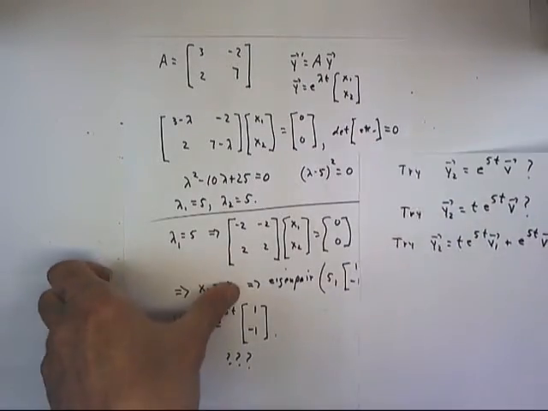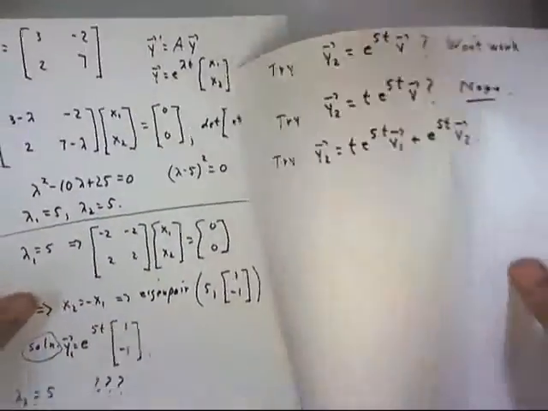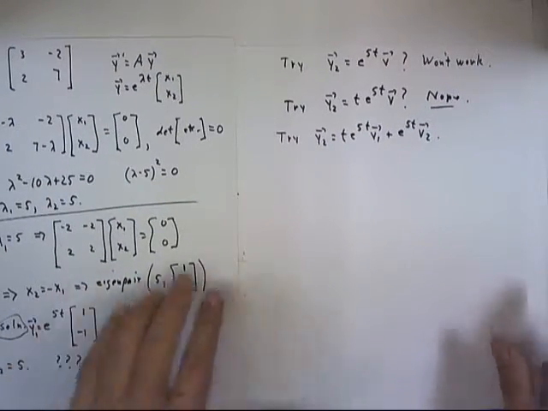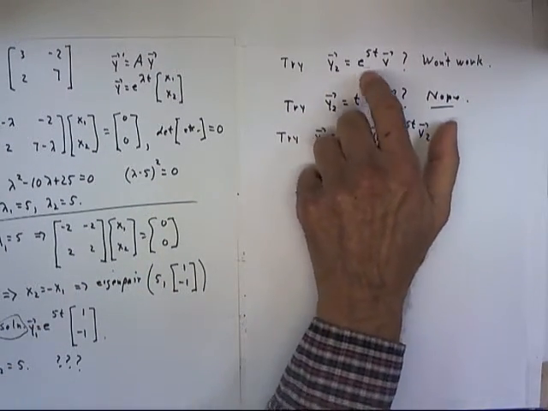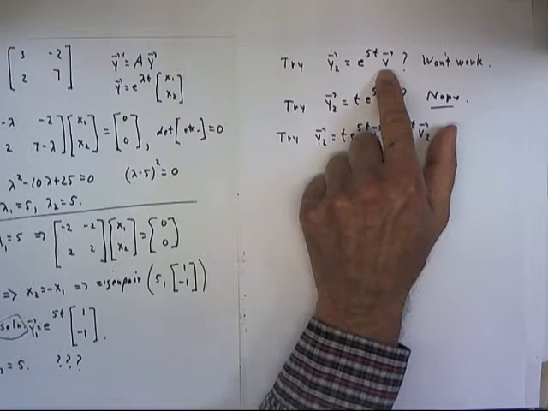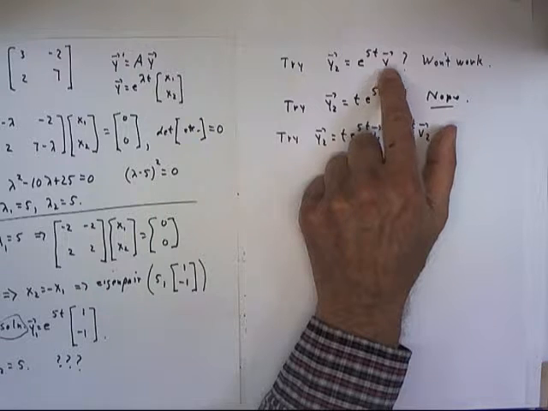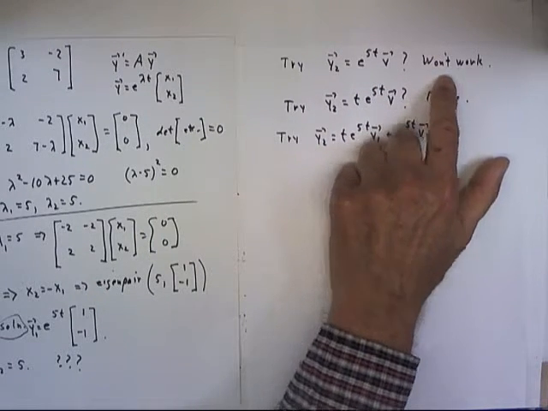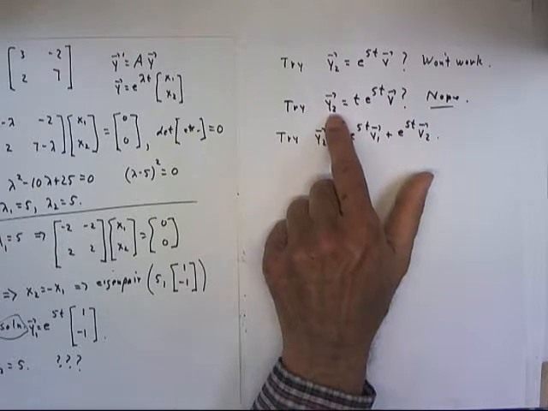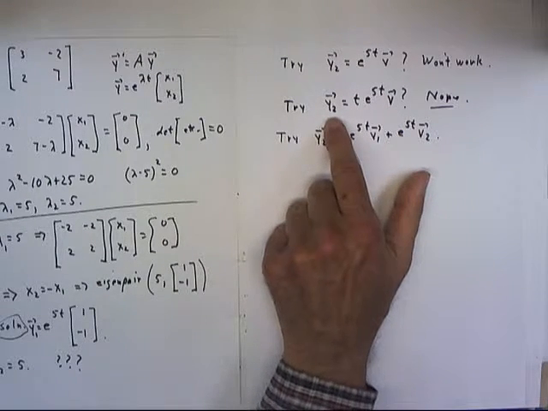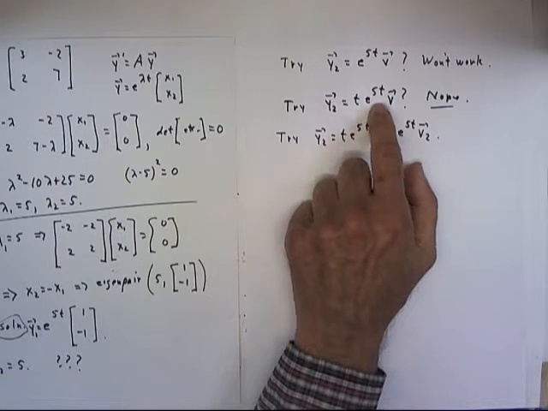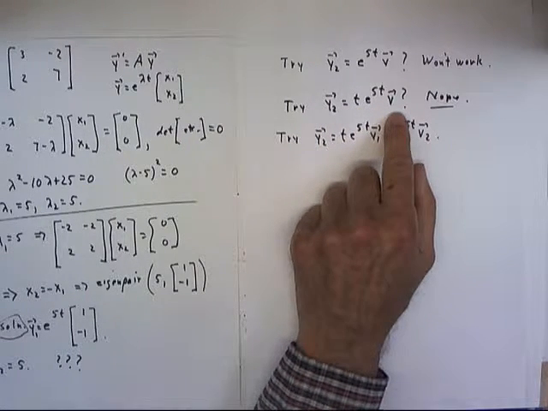So what could we do? We could try a solution of the form y2 equals e to the 5t times v, where v is an unknown function of t, and solve for that v. But if we try that out, we see pretty quickly that it doesn't work without going into detail. Same thing happens if we try a multiple, t times e to the 5t times some unknown vector.